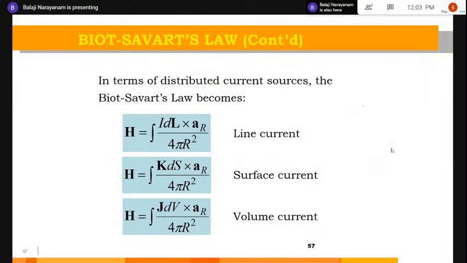So in terms of the distributed current sources, the Biot-Savart's law comes as, for line current, I dL bar cross producted with aR bar divided by 4 pi R square, and the field intensity due to the surface current. The surface current is represented as K dS bar cross producted with the radius vector aR bar divided by 4 pi R square. Similarly, due to the volume current distribution, J dV is the volume current distribution cross producted with aR bar divided by 4 pi R square.